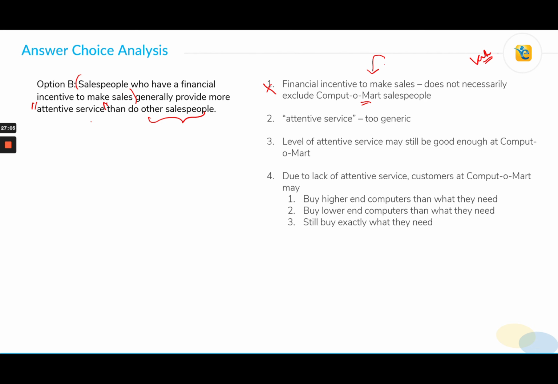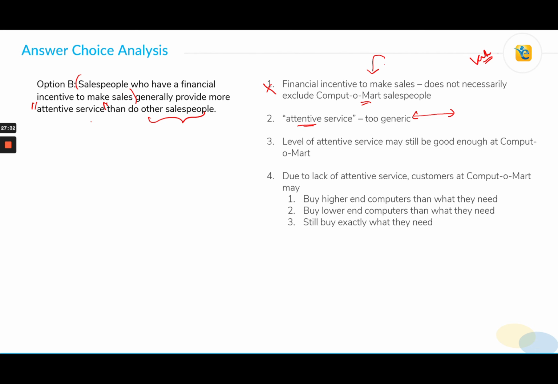In reality, attentive service can mean anything from serving tea and coffee and juice to your waiting customers, making sure that your customers get a seat to sit on while they wait, all the way to understanding the optimum requirement of your customer and giving perfect product recommendations. So the scope of attentive service is way too broad. You don't know what it actually applies to. That's a red flag in itself.